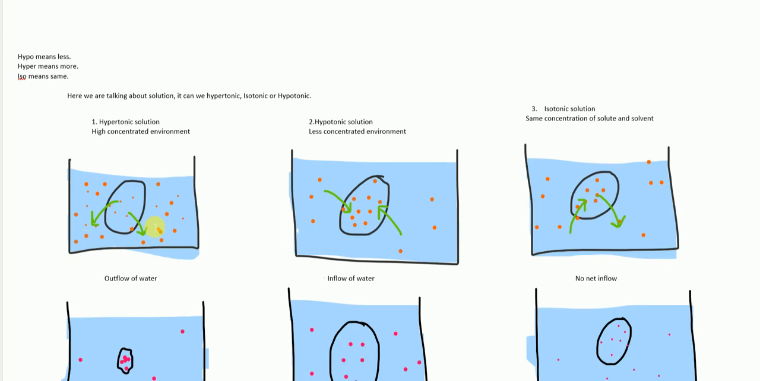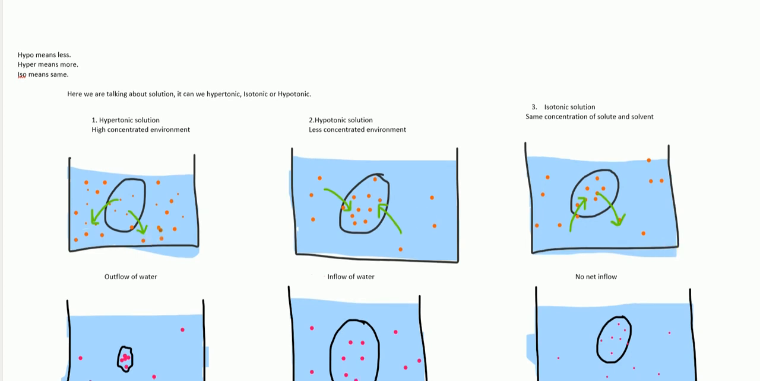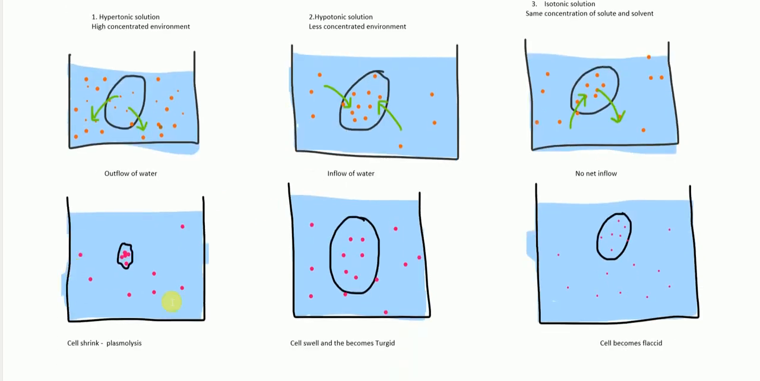The environment in which the cell is kept is concentrated, meaning the environment outside the cell has more solute than inside. As we know, the movement of water takes place from a region of lower concentration to higher concentration of solute. So water moves from inside to outside the cell, and the cell eventually shrinks over time.